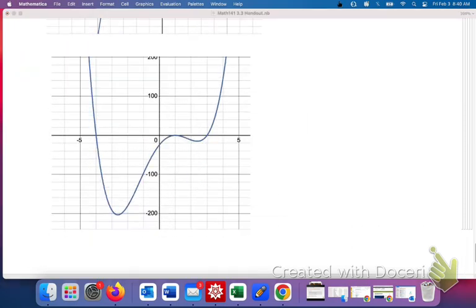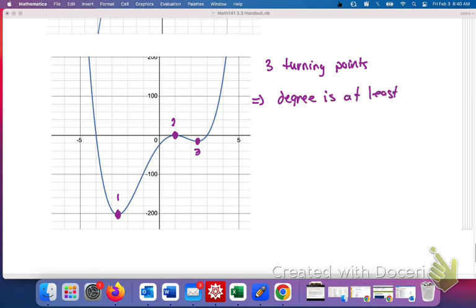Okay, now here's another graph of a polynomial function. And here what you'll notice is that this one has 1, 2, 3 turning points. So there's 3 turning points. Again, those also correspond to local max and mins. So the degree of this function is at least 4. And furthermore, because of the end behavior, we know that it has to be an even degree.